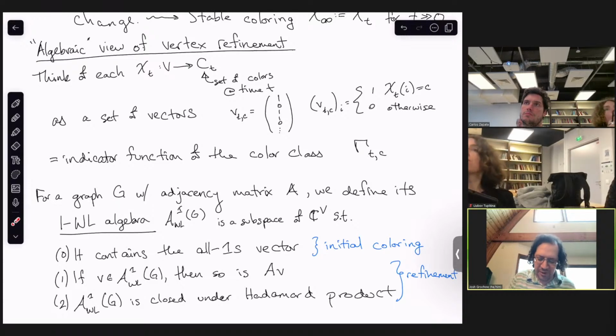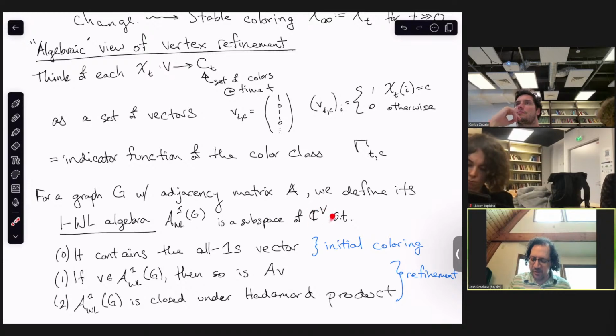So if I have a graph G with adjacency matrix A, I will call it the 1WL algebra, WL for Weisfeiler-Leman. It's going to be a subspace of a vector space, and it's not super crucial that it's the complex numbers here. It's sort of useful that it's characteristic 0, but even that's not crucial. But let me just leave it as the complex numbers for now, of dimension equal to the number of vertices.